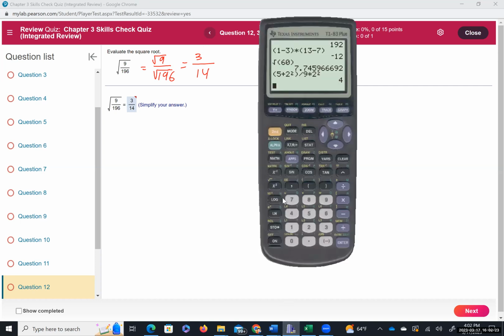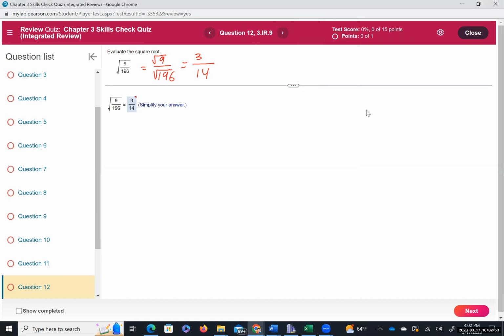If you use calculators, say square root of 9 divided by 196. And if you want to convert it into fraction form, click the math button. You see number 1 here is a fraction. Enter that, and enter one more time. You get 3 out of 14. That's going to be it. Next.